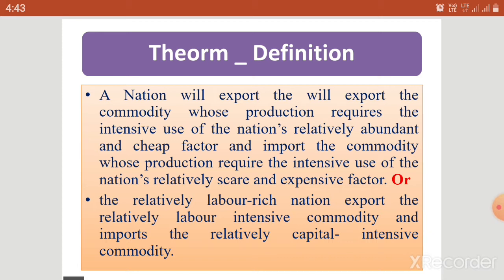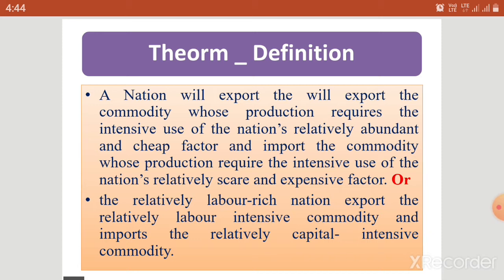A nation will export the commodity whose production requires the intensive use of the nation's relatively abundant and cheap factor, and import the commodity whose production requires the intensive use of the nation's relatively scarce and expensive factor. Or, the relatively labor rich nation exports the relatively labor intensive commodity and imports the relatively capital intensive commodity.